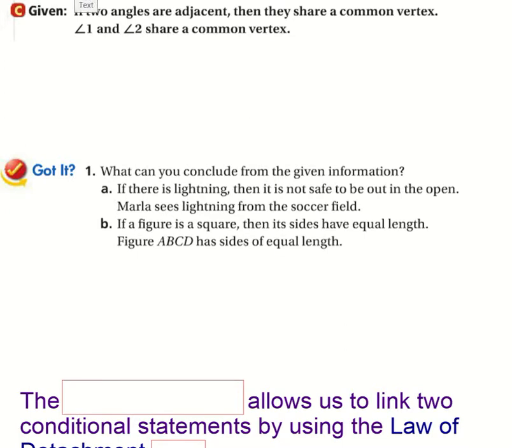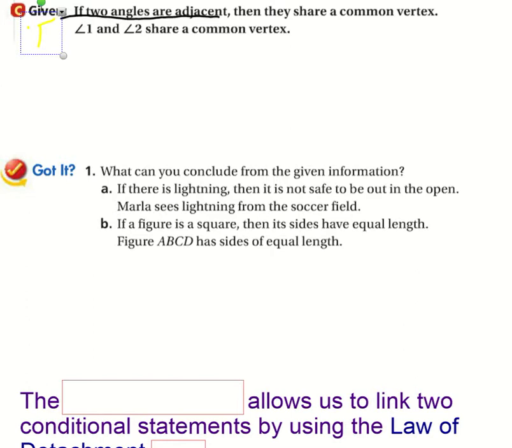So here we've got another one that says, given if two angles are adjacent, then they share a common vertex. Angle 1 and angle 2 share a common vertex. And so the thing we need to be careful about in this one is that the statement says that if two angles are adjacent, then they share a common vertex. That's the statement we're given, right? And so we're given if two angles are adjacent. That needs to be true in order for us to be able to do the law of detachment.